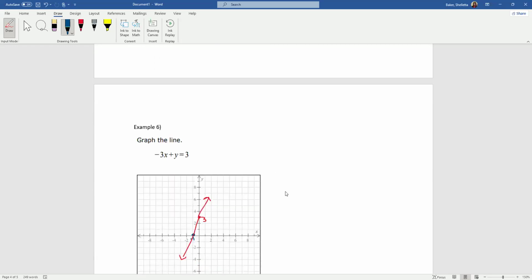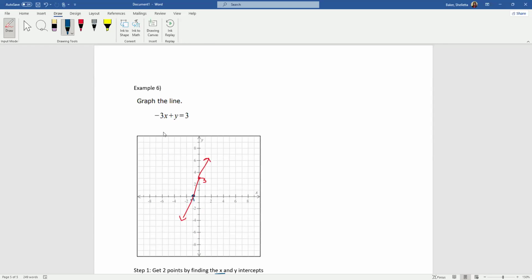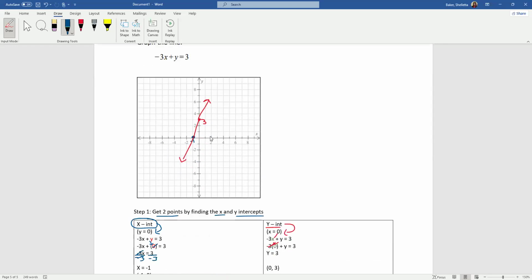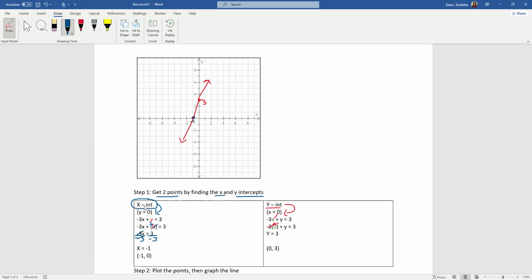For example 6, we are graphing this line here, -3x plus y equals 3. And remember, to graph a line, you need at least 2 points. So we find our x and our y intercepts. Remember, to get the x-intercept, at every x-intercept, your y coordinate is equal to 0. So what we did is substituted 0 for y. -3x plus 0 equals 3.